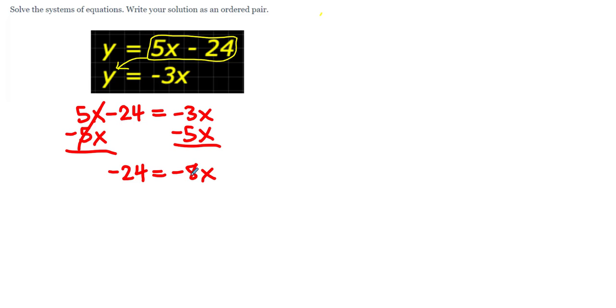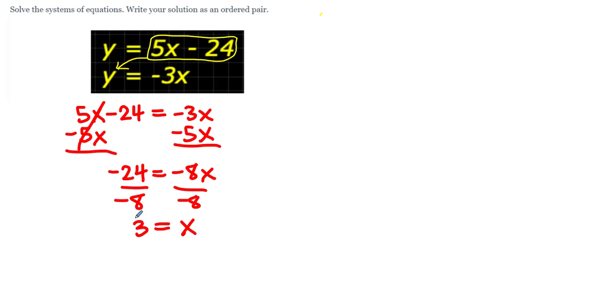Then I'll get rid of this coefficient, that's the number in front of x, by dividing by negative 8 on each side. Negative 8 divided by negative 8 is 1. 1 multiplied by x simplifies to x. And then negative 24 divided by negative 8 is a positive 3.